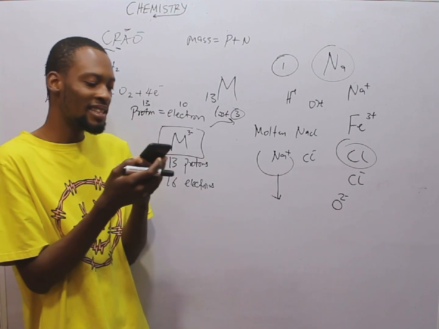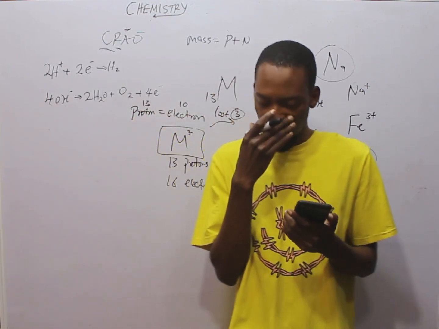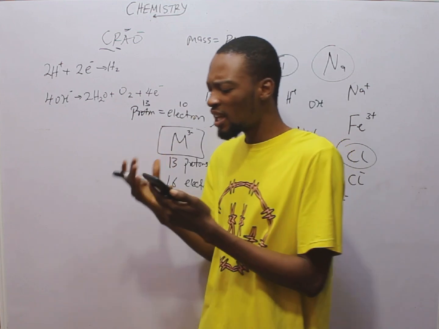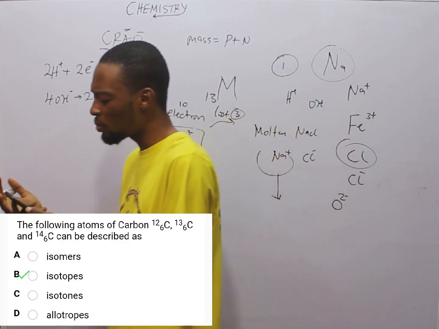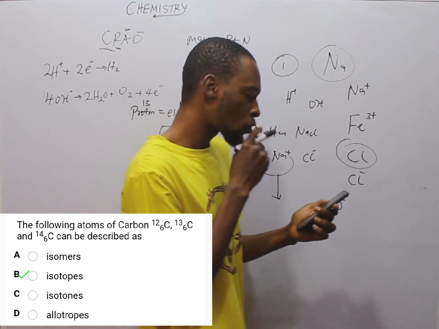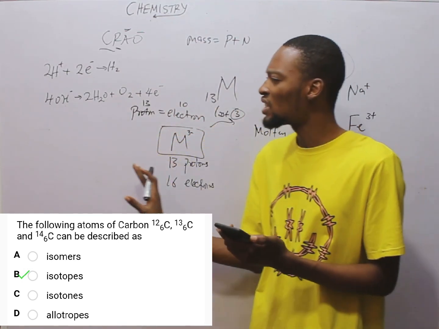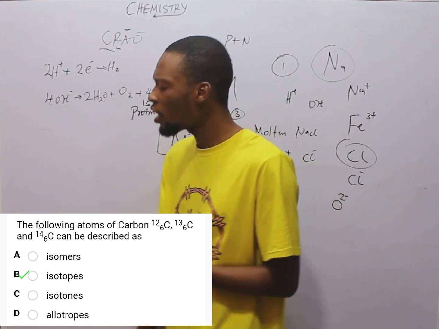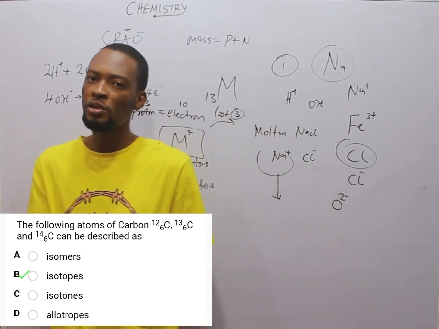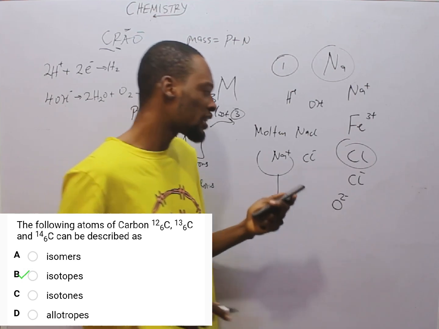Carbon-12, carbon-13, and carbon-14 can be described as dash. Looking at these species, we have carbon, we have another carbon, and we have another carbon. What's the difference between them? The 3 carbons have the same atomic number, or the same number of protons. However, their masses differ.